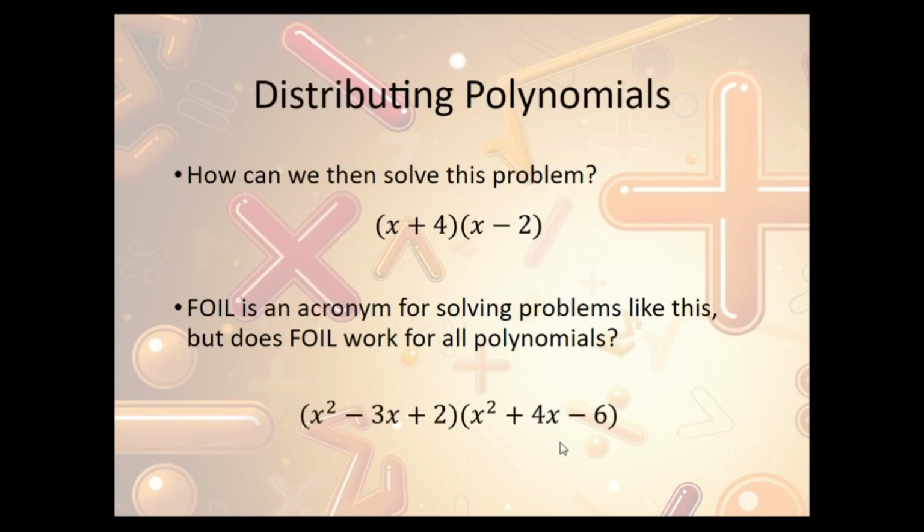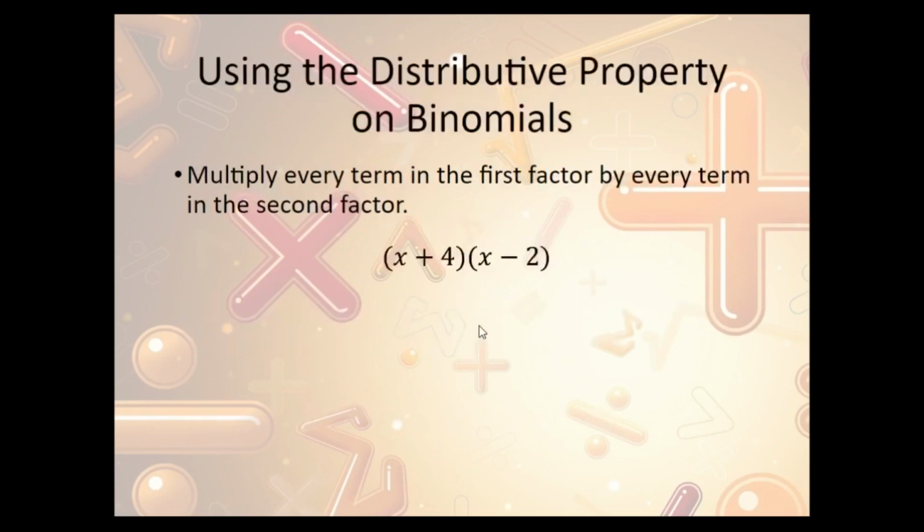Now FOIL doesn't really help. So the easiest rule is multiply every term in the first one by every term in the second one. Pretty simple. So we take x and multiply it by x. We take x and multiply it by negative 2. Then that's all for the x's. Now we do the 4. So 4 times x and then 4 times negative 2.